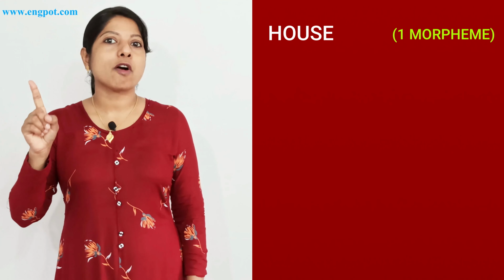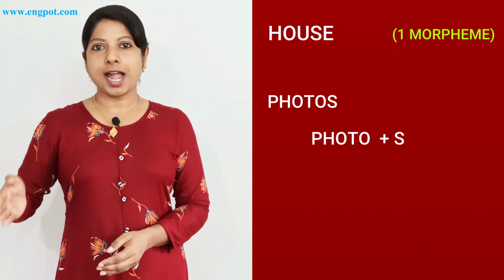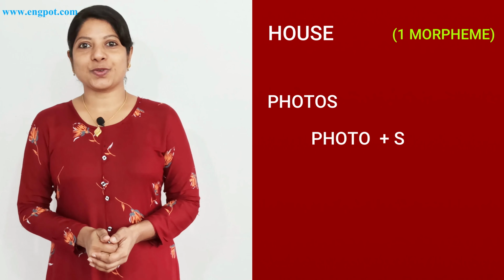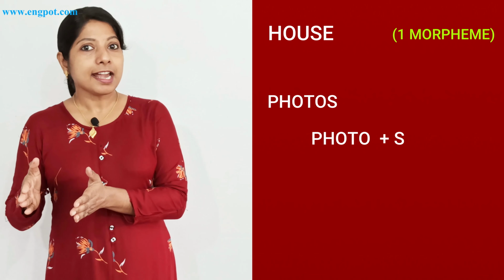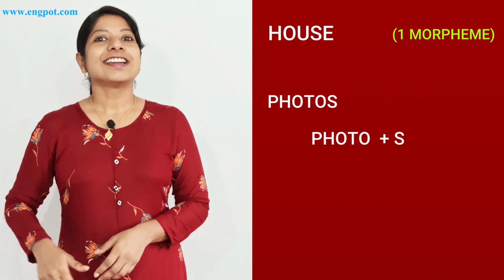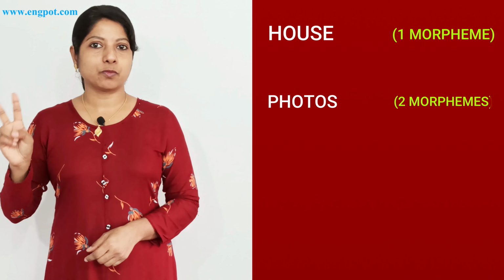Here comes a list of words, and let's find out how to divide these words into different morphemes. House. Now house is indivisible, it has a meaning on its own, hence it is a morpheme. So house is a one morpheme word. Photos, we can split it as photo and S. Now photo is indivisible, has a meaning on its own, photo is a morpheme, and S pluralizes the word photo, so it performs a grammatical function, hence S is also a morpheme. So photos is a two morpheme word.